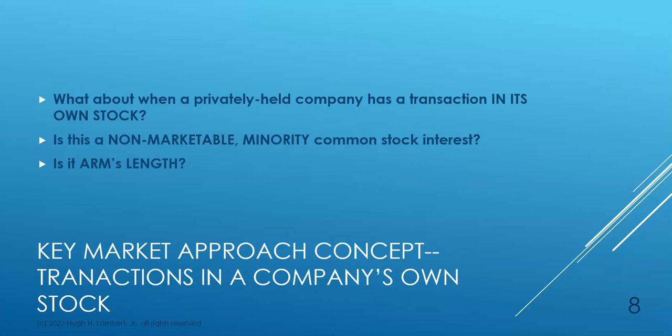Now, what if a company that's privately held sold some of its own stock? Well, this is a non-marketable, non-controlling, or minority interest stock interest. So we know that privately held companies do not have liquidity, and if it's less than 50%, that would be a non-controlling or minority common stock interest. You always have to ask yourself, is a transaction arm's length, meaning is it the kind of deal between two unrelated parties? And we'll talk more about that in class, why that's important.